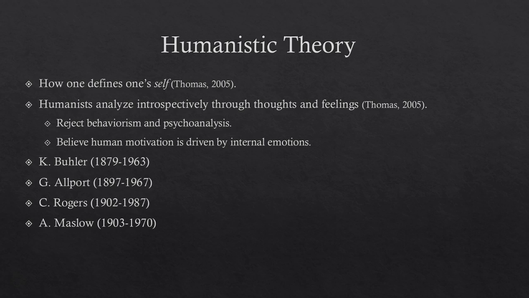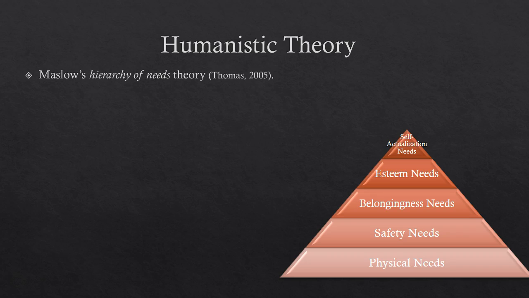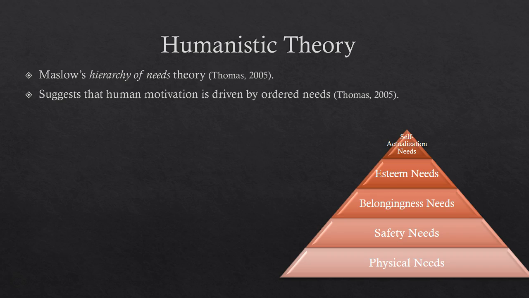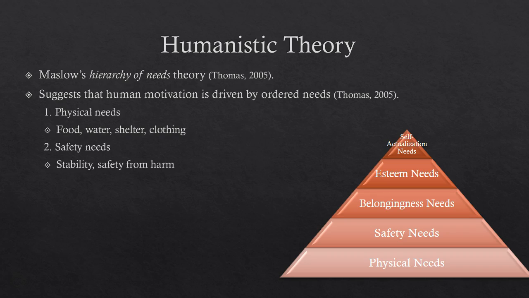Maslow is probably the most famous humanistic psychologist, and he was probably most known for his hierarchy of needs. So his hierarchy of needs suggested that human motivation is driven by these needs that are in an inherent order. So the base of the hierarchy are physical needs: food, water, shelter, clothing, things like that. If those things are not met, nothing else matters. Those things have to be taken care of first.